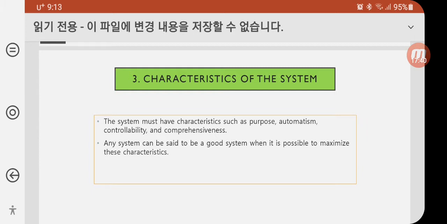The system must have characteristics such as purposefulness, automatism, controllability, and comprehensiveness. Any system can be said to be a good system when it is possible to maximize these characteristics.